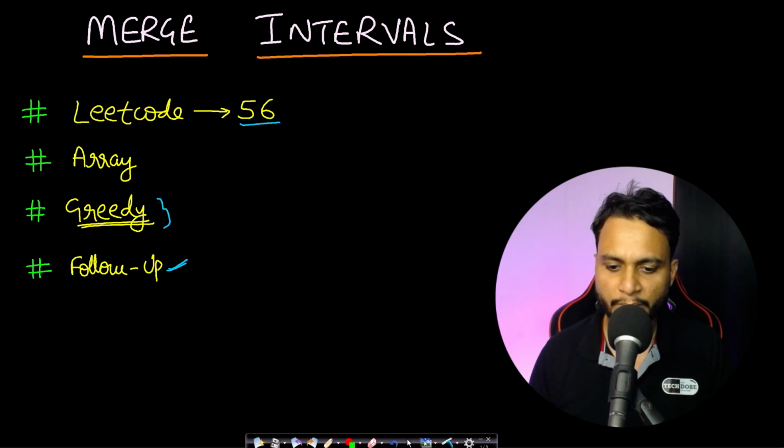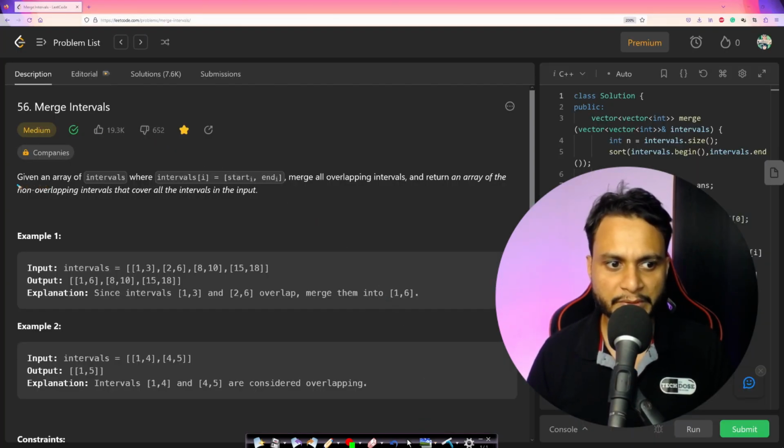Let us now look at the problem statement. In this problem, given an array intervals where each interval consists of two items, start of I and end of I, merge all the overlapping intervals and return an array of non-overlapping intervals that cover all the intervals in the input.